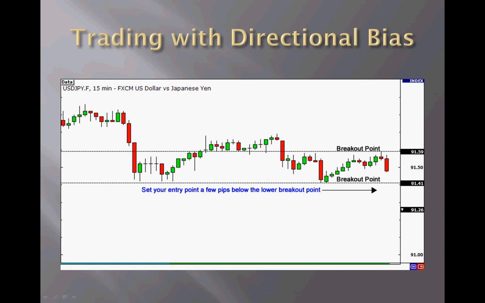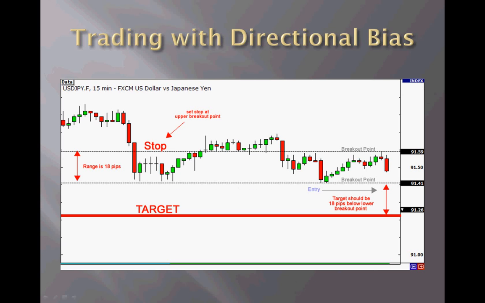Since you have a bearish outlook on the dollar, you would pay particular attention to the lower breakout point of the range. You're expecting the dollar to drop, so a reasonable strategy would be to set an entry point a few pips below that level. Pick a side for a potential breakout. You can then set a stop just at the upper breakout point and set your limit for the same amount of points as the breakout range. Always have a stop and target in mind.